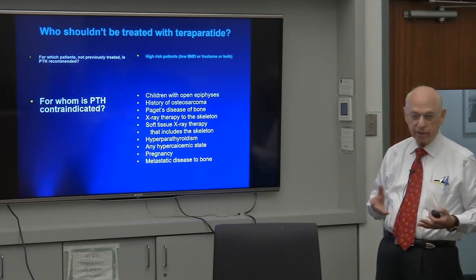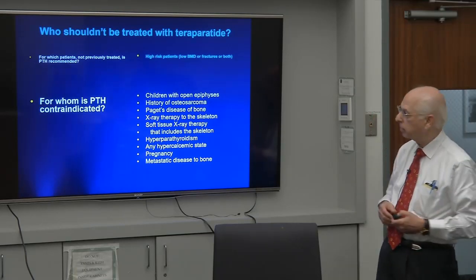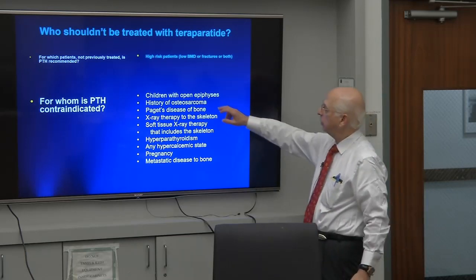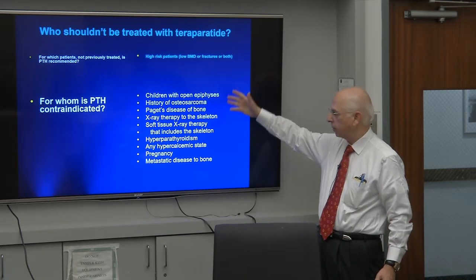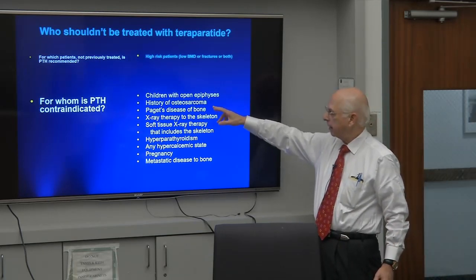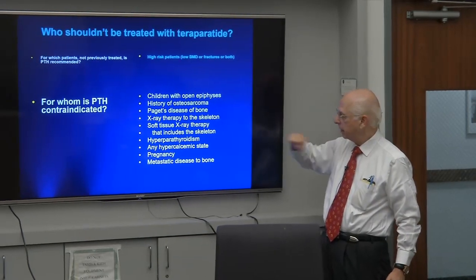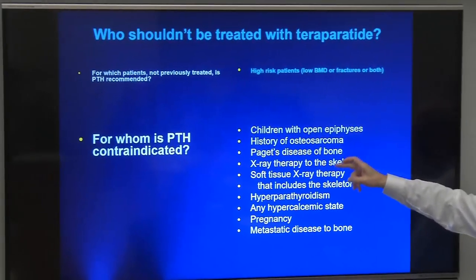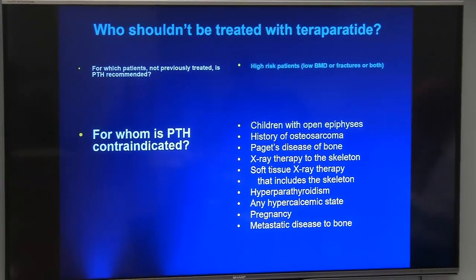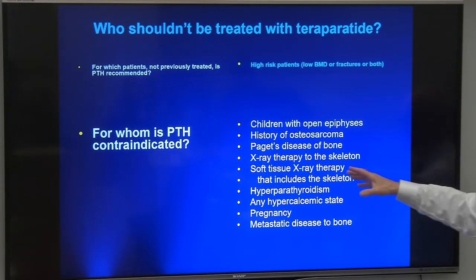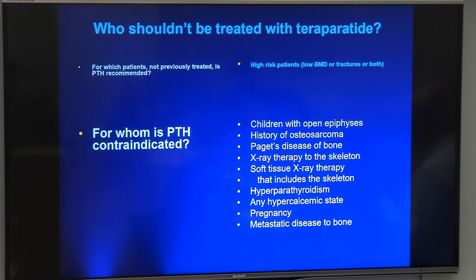there are patients for whom we will not use a PTH. We do not use it in children who have open epiphyses. Obviously, they have open epiphyses if they're children. If they have a history of osteosarcoma, or Paget's disease, and this is the big one: exposure of bone to RT, which happens a lot, of course, in someone who's being treated with RT for breast cancer. That's going to include the ribs. So that's a contraindication to the use of teriparatide.